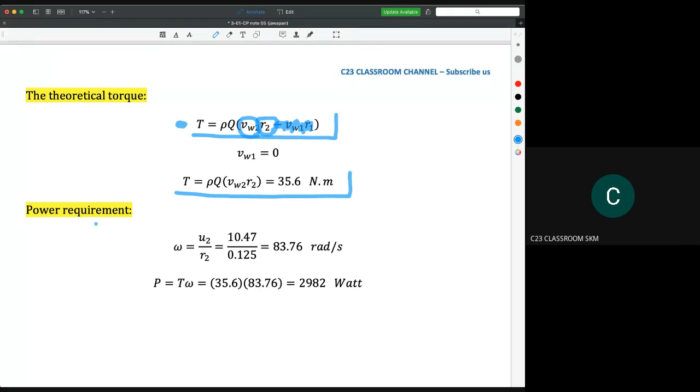And then the power requirement. This question might be a little bit tricky, because normally we calculate the power with rho g Q HE. In this situation, you also could calculate with rho g Q HE, but you may sometimes calculate the power by using this equation, because we already know the rotational speed and the torque. The rotational speed can be calculated since we know that U is equal to R omega. We could determine the omega if we know the value of U and the value of R here, and it is equal to 83.76 radian per second. So the total power for this system is 2,982 watt.